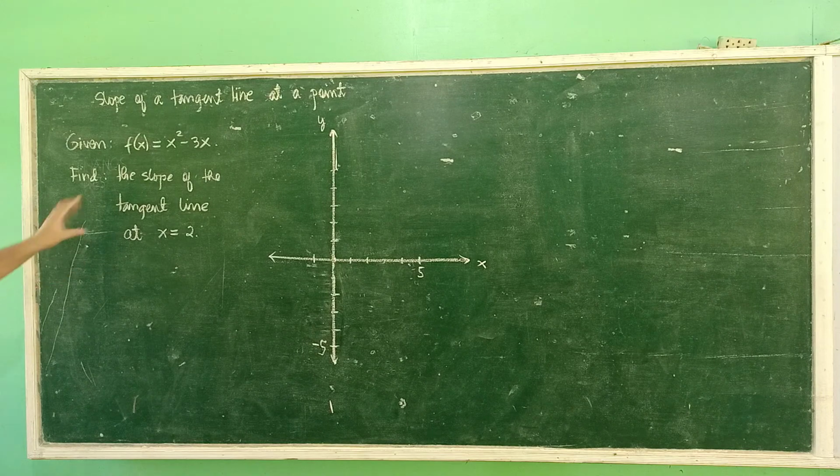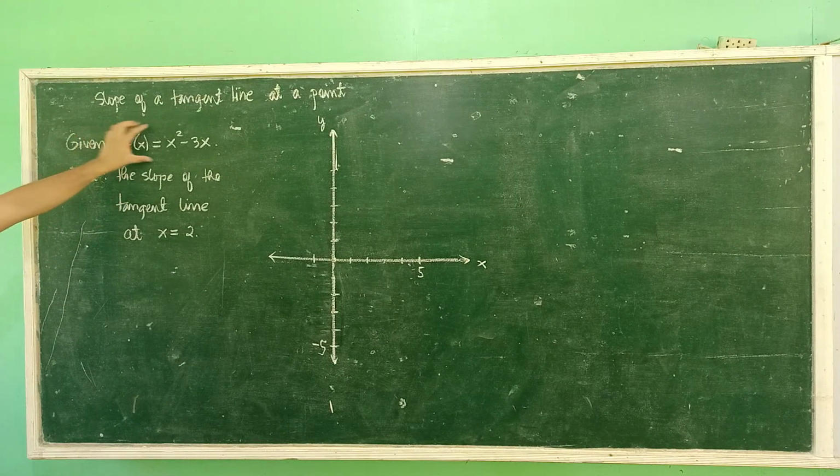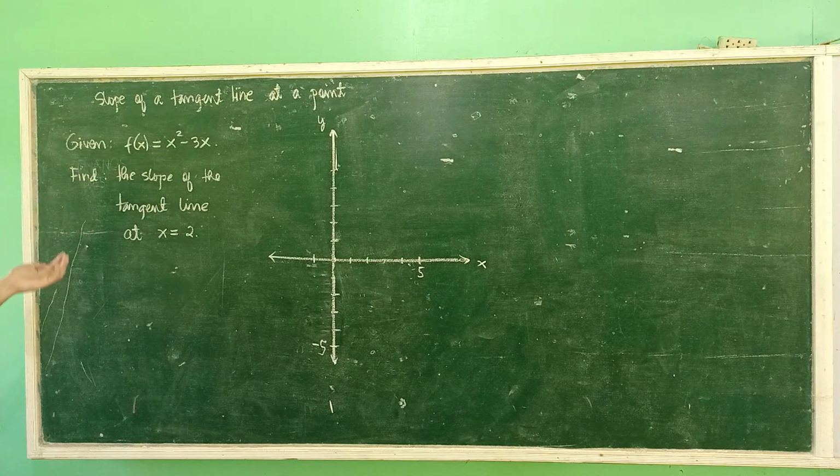Before we solve for the slope of the tangent line at x equals 2, we need first to visualize how this graph looks. So we will need to graph this function first, so that we are able to estimate or calculate, no? So that we will have an idea of what the slope of the tangent line is.